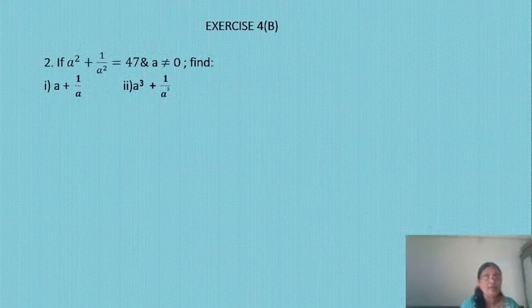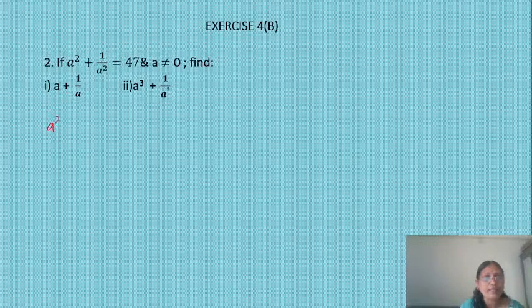So a square plus 1 upon a square is given as 47. Now here the trick is very easy. What you have to do is we need to find a plus 1 upon a. So we will take this in the form of (a + 1/a) the whole square. So what should I do to this so that I'll be getting (a + 1/a) the whole square? So we will add 2 over here.